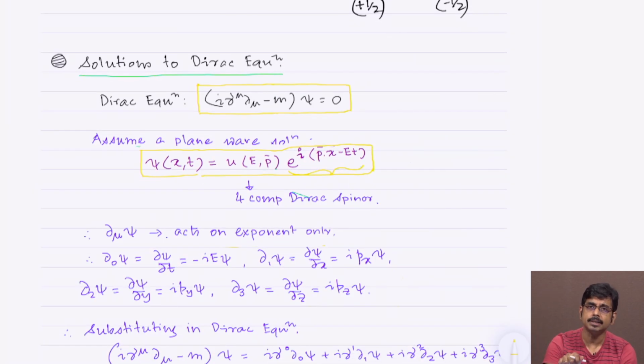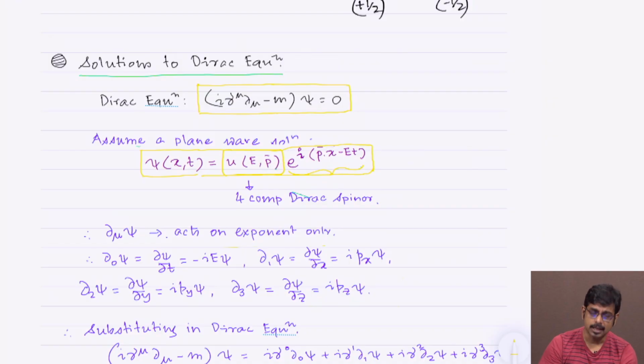But we must preamble this with another part which is u(E,p). Now, what is this u(E,p) doing? Because e to the power i(p dot x minus E t) is a complex number, so to say. The spinorial nature, the 4 different components which the psi inherits because it has to solve the Dirac equation, which we have seen is a matrix equation, and the solution must have 4 different components. Those 4 different components are inherited in this spinorial part, u(E,p). So, that is the 4 component Dirac spinor part.